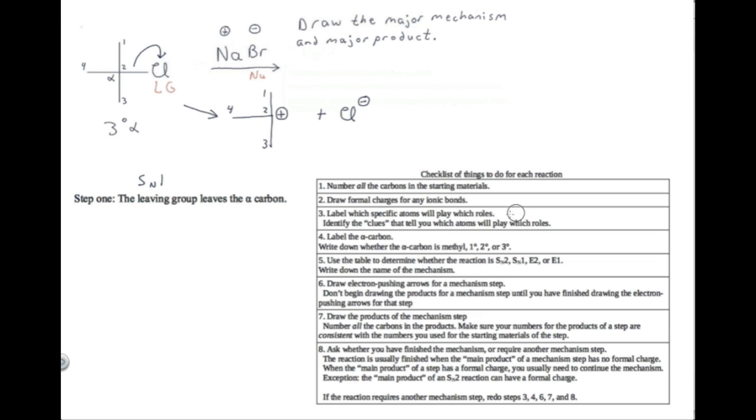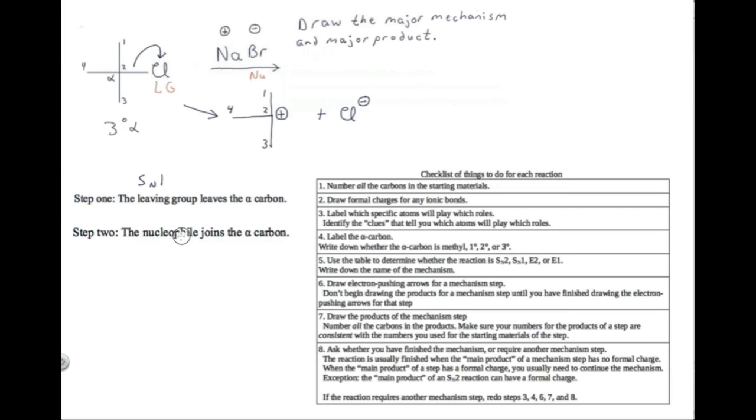Going back to our checklist, we drew the products for the first mechanism step, and then we asked whether we had finished the mechanism. We decided we hadn't finished the mechanism, so we have to redo some of the previous steps. For example, we should go back and redo this step. Now we have to identify what roles atoms will play in these starting materials for the second step. So you need to remind yourself what's going to happen in step 2. Do you remember what happens in the second step of an SN1 reaction?